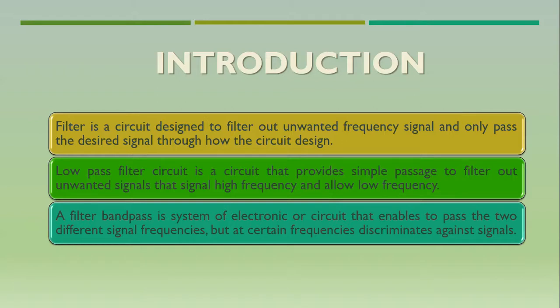A filter is a circuit to filter out unwanted frequency signals and only pass the desired signal through, depending on how the circuit is designed. A low pass filter circuit is a circuit that provides simple passage to filter out unwanted signals, that is high frequency, and allow low frequency.